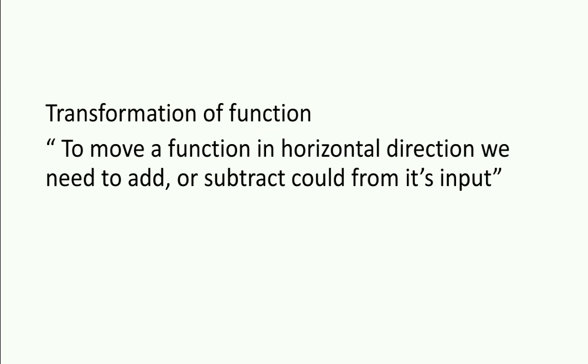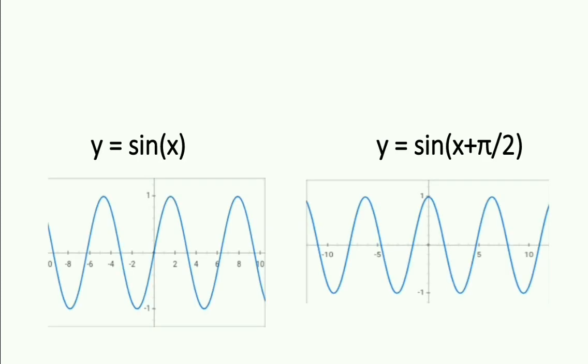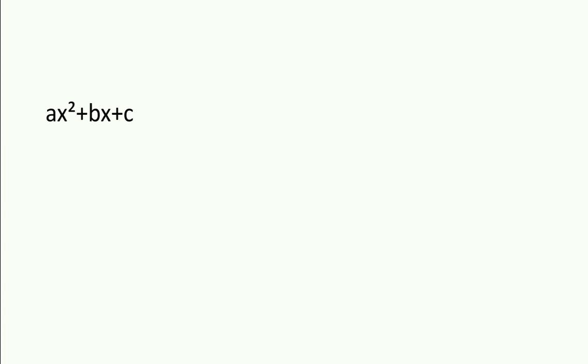So now from the transformation of a function, we can say that to move a function in the horizontal direction by u units, we need to add or subtract u from its input. For example, if we need to move our sine function leftwards by pi by 2 units, then we need to write it as sine of x plus pi by 2. And if we need to move it rightwards, then we need to write it as sine of x minus pi by 2. So here we need to move our equation leftwards by minus b by 2a units.